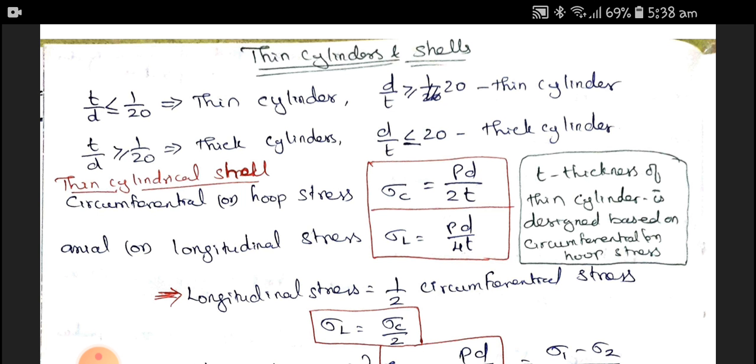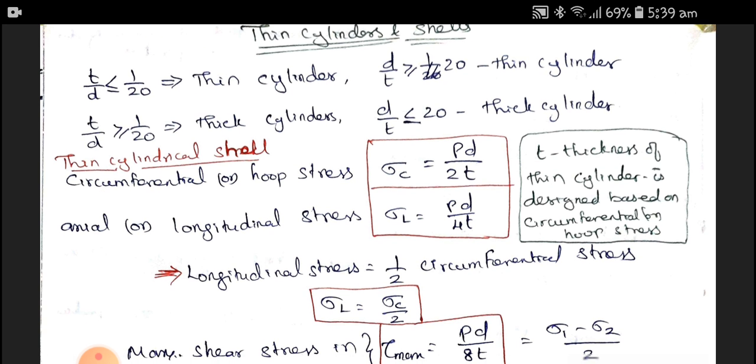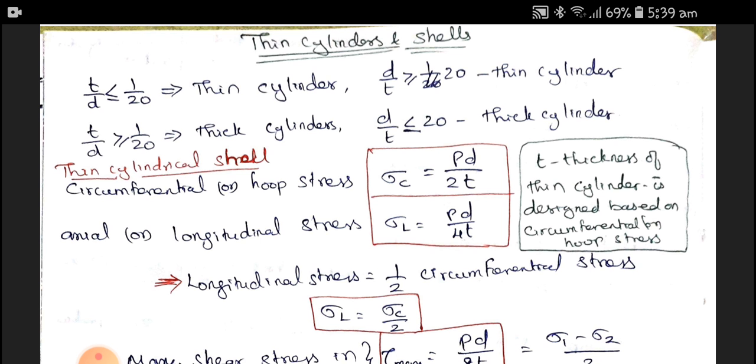Whereas there are thick cylinders and shells, their applications are different. Today we are going to see thin cylinders and shells. Thin and thick cylinders are differentiated by means of the t by d ratio, that is, shell thickness to shell diameter ratio. If t by d ratio is greater than or equal to 1 by 20, it is called a thin cylinder. We can say if d by t is greater than or equal to 20, it is called a thin cylinder. Now today we are going to discuss thin cylindrical shells.